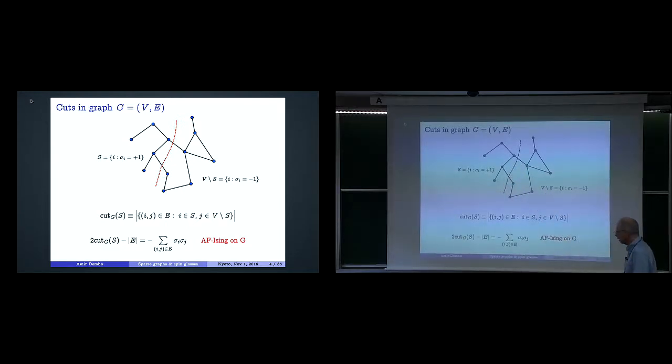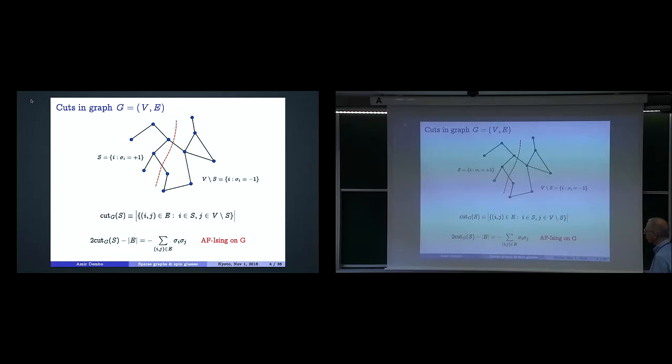More generally, the cut size is given by the number of edges with one end in one set and the other end in the other set. And as I mentioned, there is a very easy algebraic relation. If we put sigma_i to be plus one on S and minus one on the complement of S, then whenever we have an edge that goes across, the value of sigma_i times sigma_j will be minus one because there will be an opposite sign. In contrast, the edges which are inside will get the value plus one.